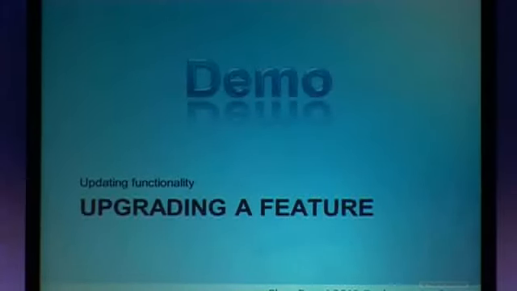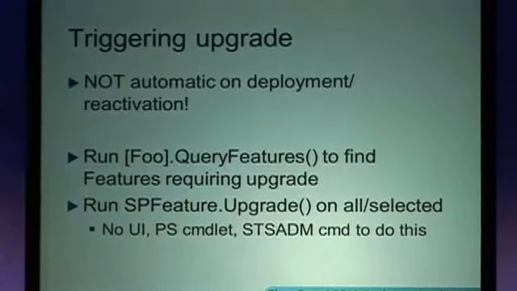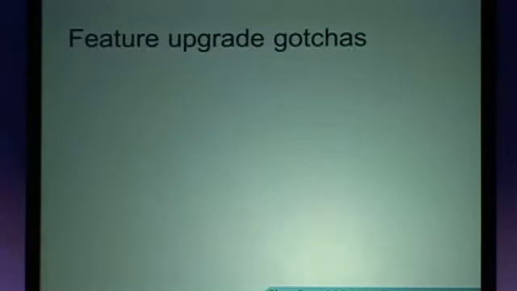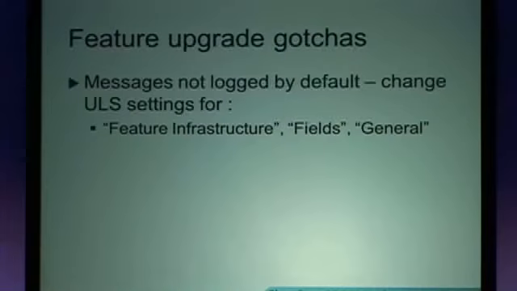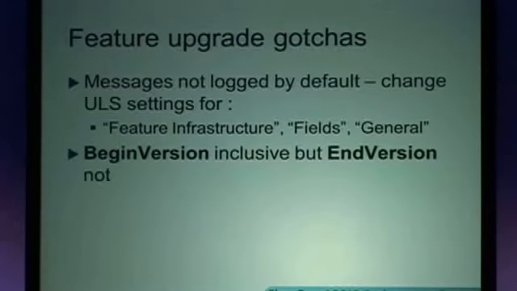Okay, so quick wrap up then. I think we've seen two iterations of feature upgrade. Main things are, it doesn't happen automatically. You need to run query features to find the ones that need upgrade, and then SPFeature.Upgrade. You can use my page if that's useful to you. Some gotchas. If you're doing this stuff, there's some messages that don't get logged to ULS by default. You need to bump up the logging for those three categories there. That's going to help you out. Begin version is inclusive, but end version isn't. So just think about that when you're doing your version ranges. That's something that can catch you out.